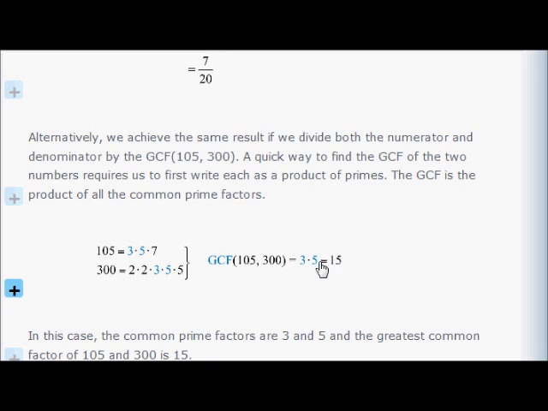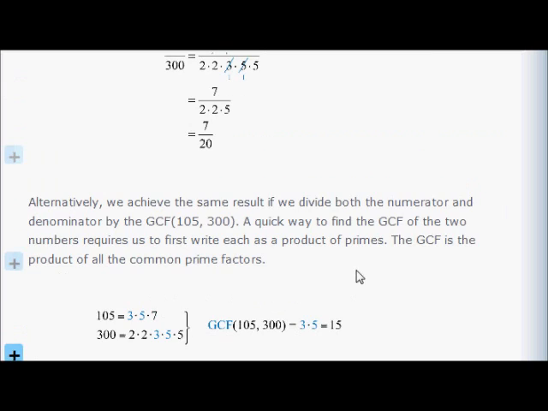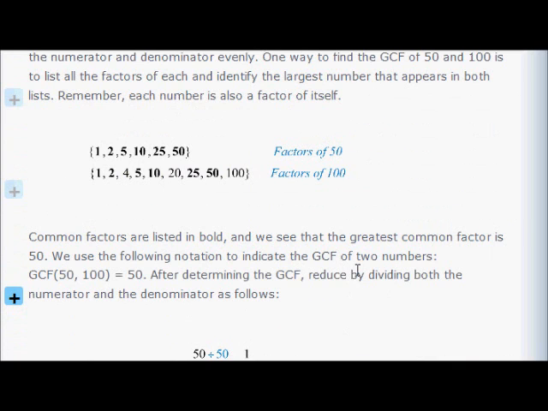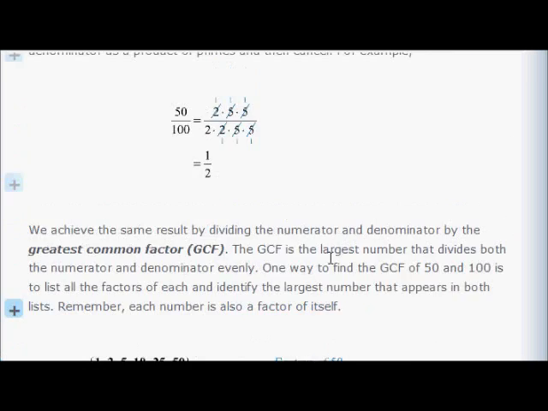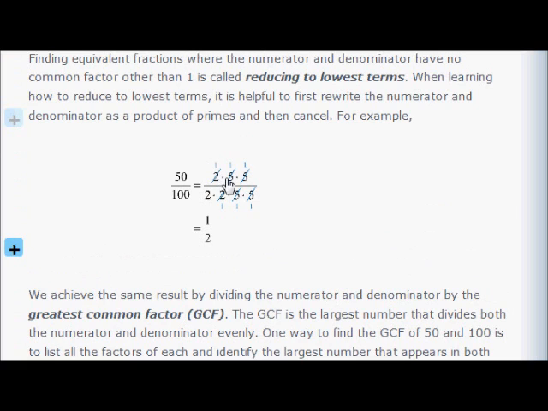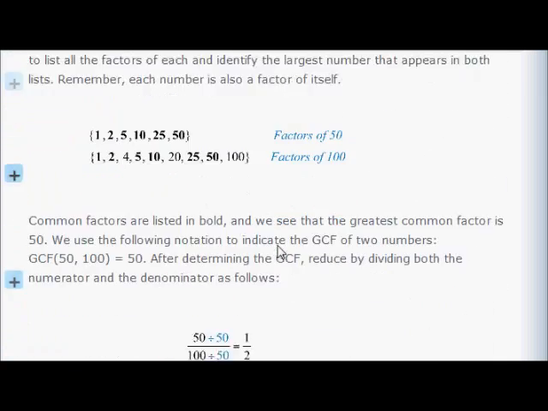As we indicate here, the GCF of this number and that number is equal to 3 times 5, which is 15. Similarly, if we'd been up here, instead of looking through this list for the GCF, we could have just looked at what we'd canceled. We canceled 2 times 5 times 5, and 2 times 5 times 5. And 2 times 5 times 5 is 2 times 25, which is 50. And remember, that was the GCF up there.